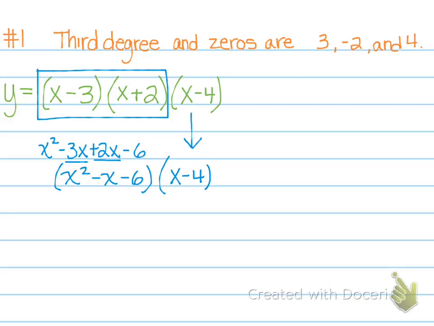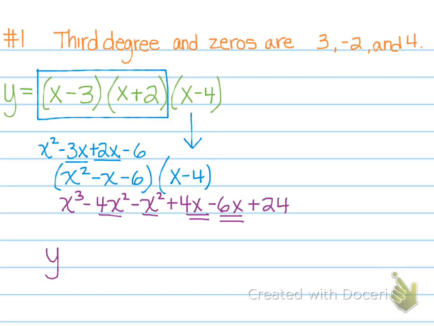So we multiply by multiplying everything on the left to everything on the right. And when we do that, we get x to the third minus 4x squared minus x squared plus 4x minus 6x plus 24. Again, we can add like terms in our quadratic and our linear terms. So the final answer in standard form is x to the third minus 5x squared minus 2x plus 24. And again, if you were to look at this, it follows the criteria of having to be a third degree.